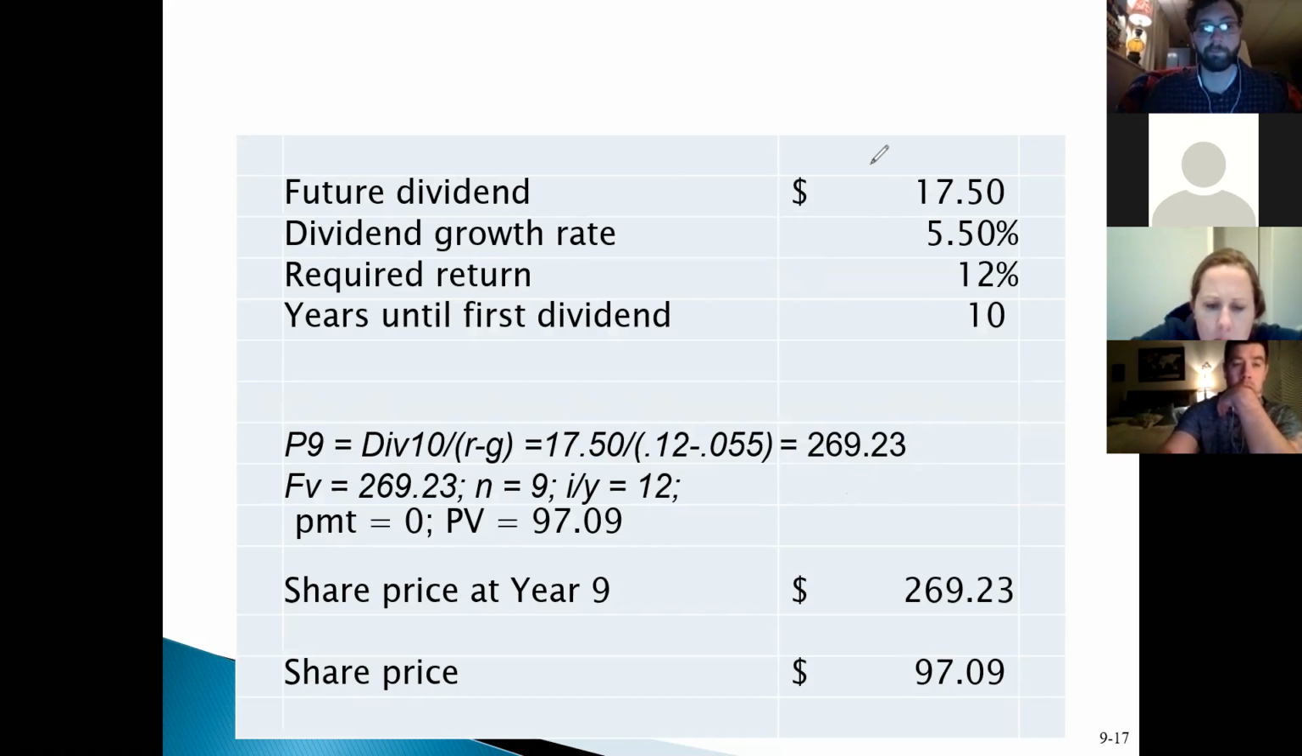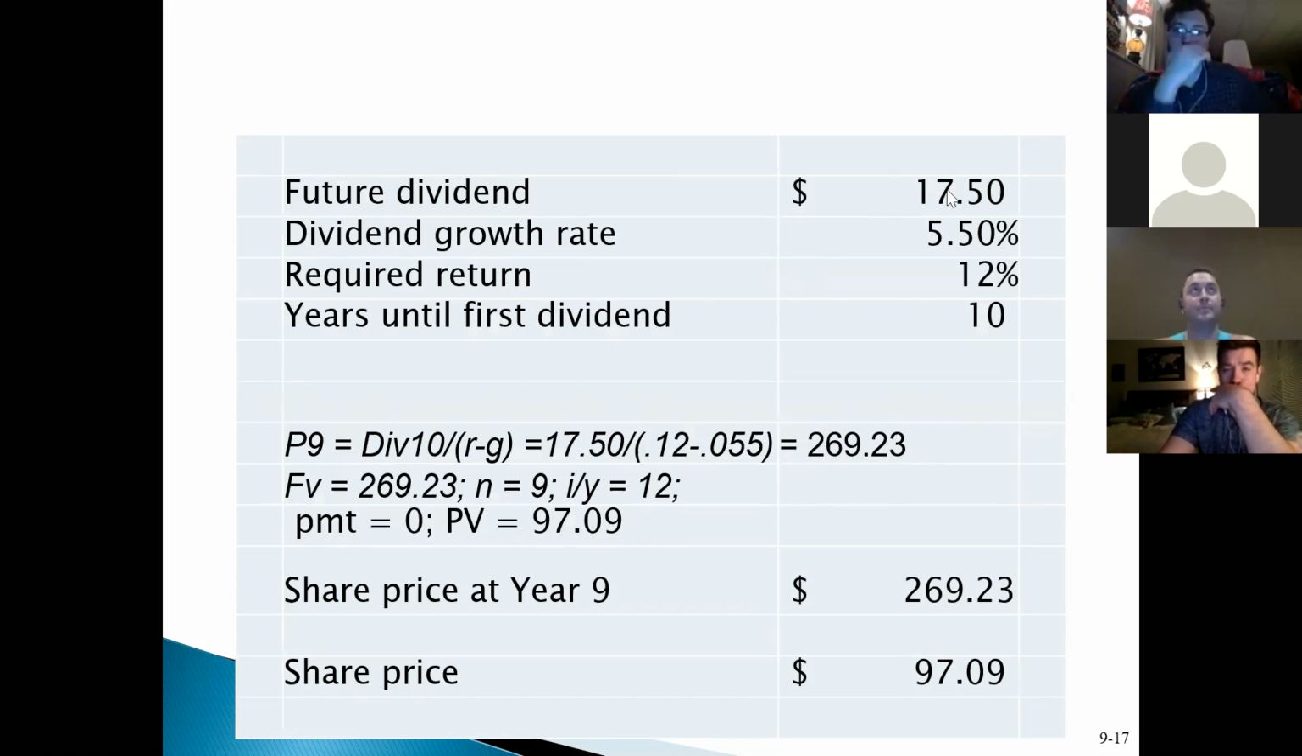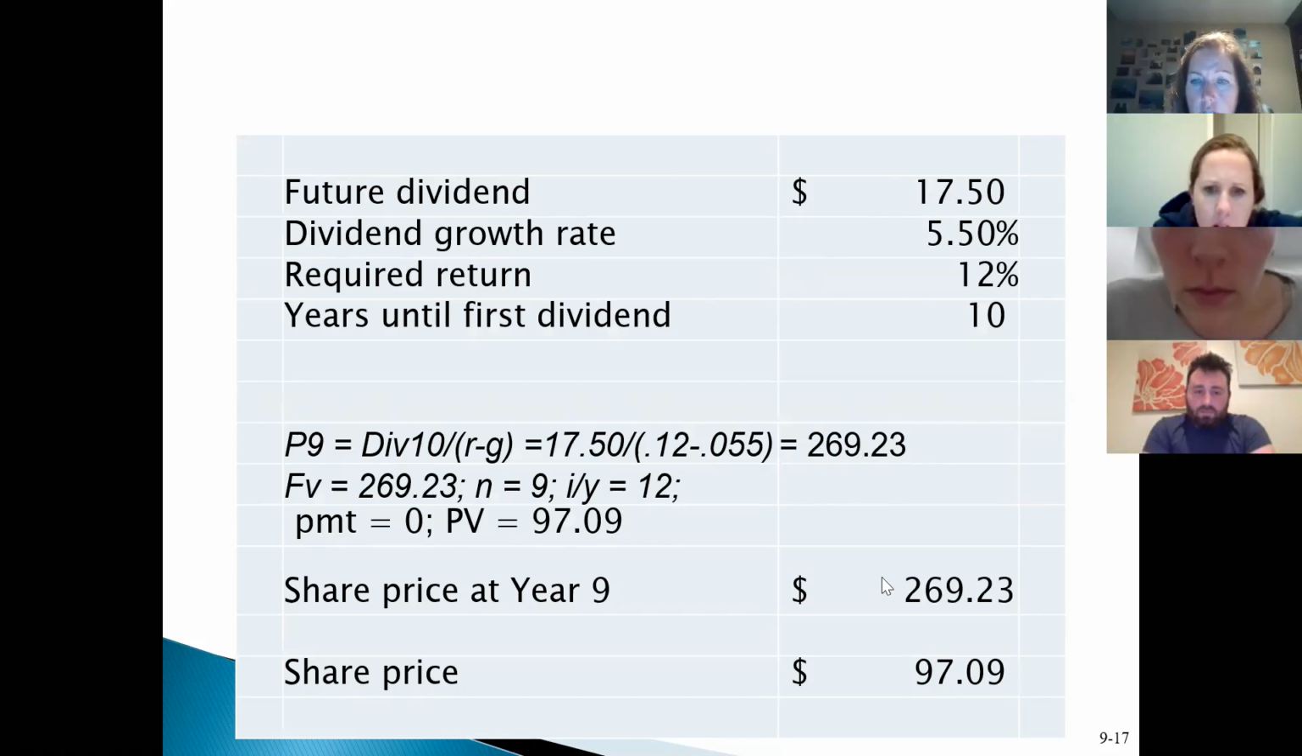What questions do you have on that one? Does it make sense? Sorry, what was the formula that you put into Excel? Which part? The future value. Okay. So I'm solving for the present value. My rate is 12%, my N per is 9, my payment is 0, and my future value is 269.23.